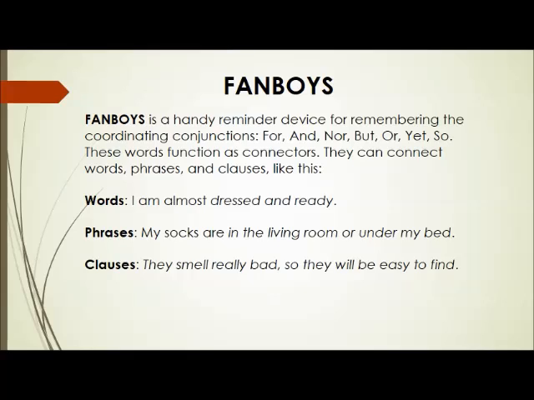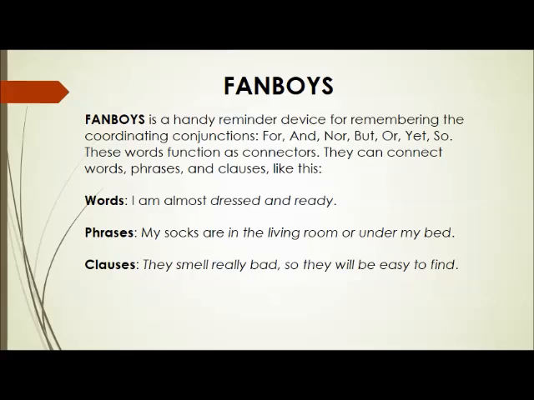FANBOYS stands for the coordinating conjunctions for, and, nor, but, or, yet, and so. FANBOYS is a handy reminder device for remembering these coordinating conjunctions. These words function as connectors. They can connect words, phrases, and clauses like this.